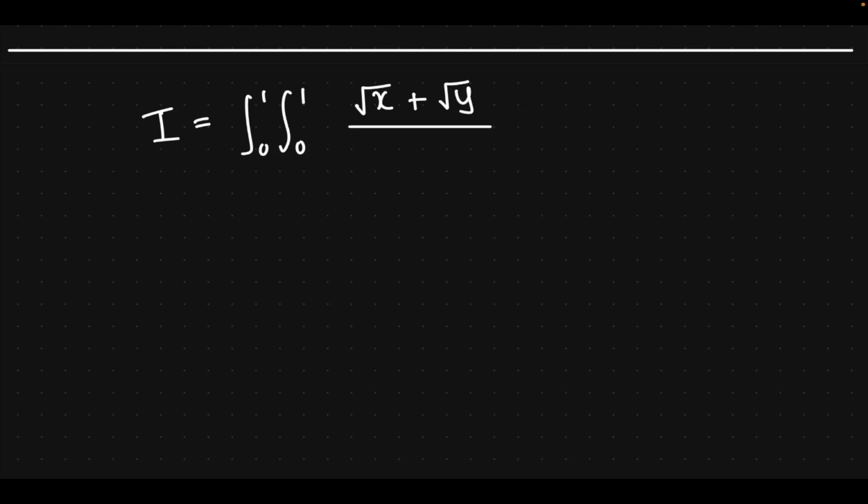So, first of all, the integral in question is now a double integral for this video. We have I to be the integral from 0 to 1 of square root x plus square root y all divided by 1 minus xy, square root of the square root of xy. So that's a nested radical right there. dx dy.